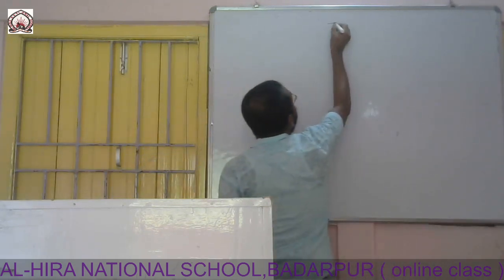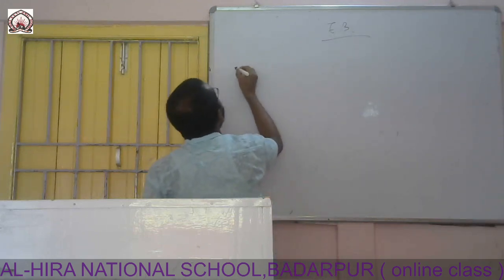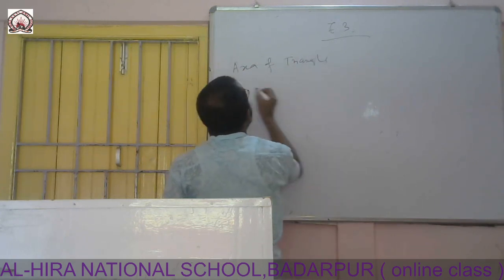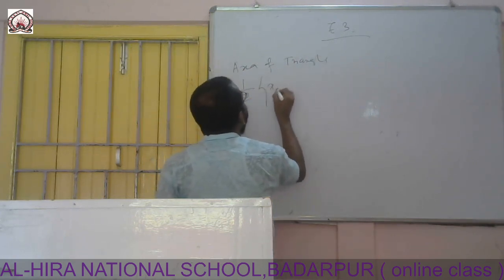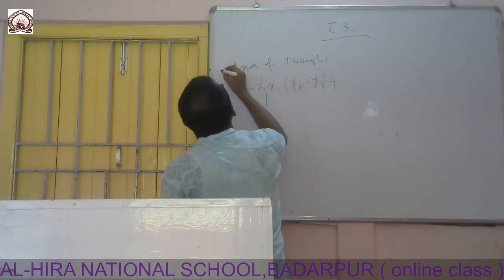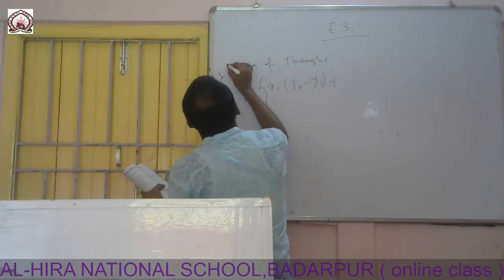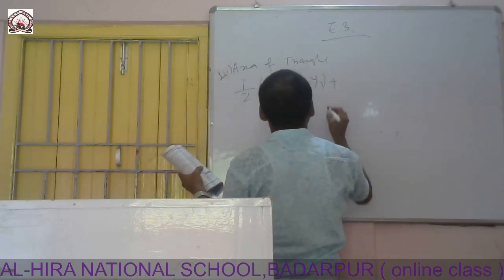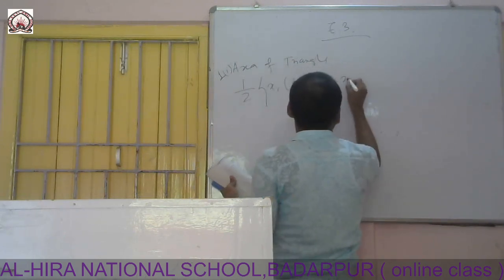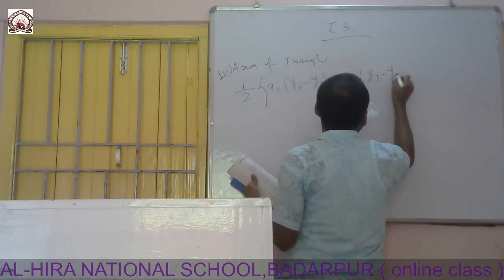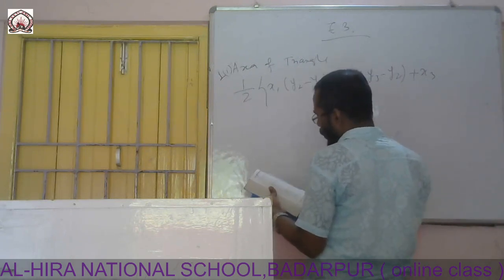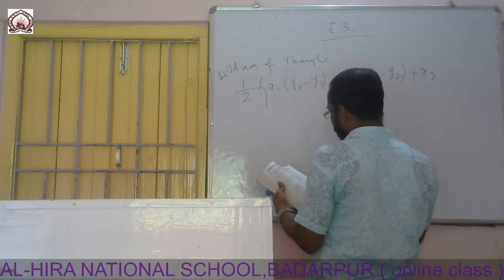So 7.3, area of triangle. The area of triangle formula is half into x1 into (y2 minus y3) plus x2 into (y3 minus y1) plus x3 into (y1 minus y2).